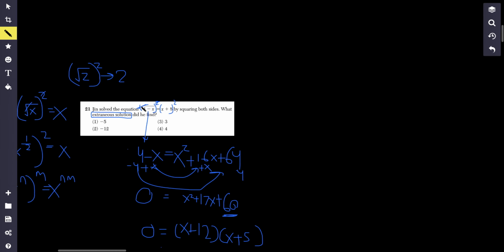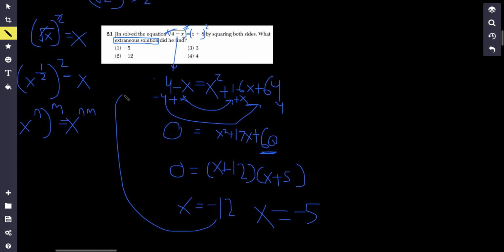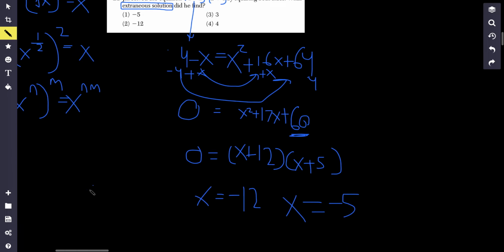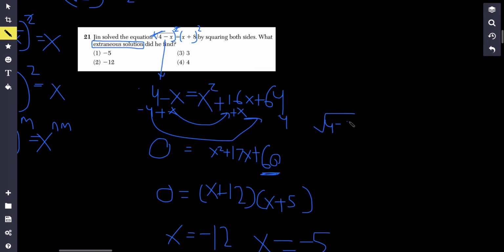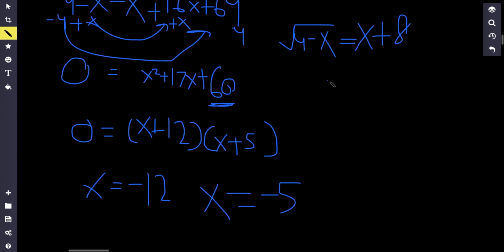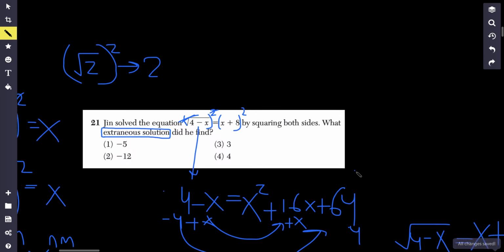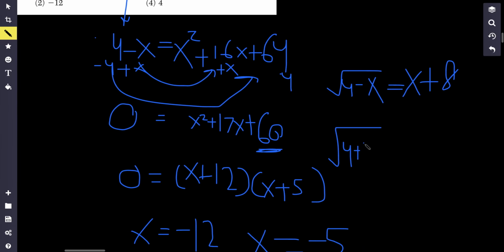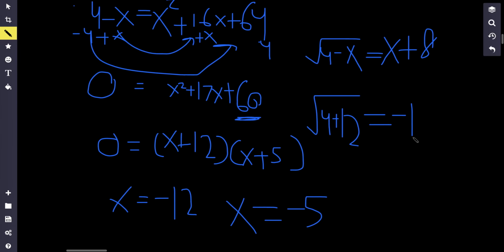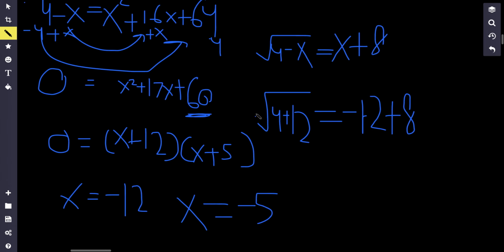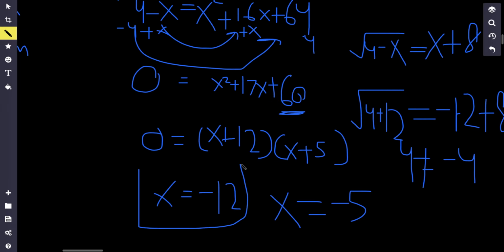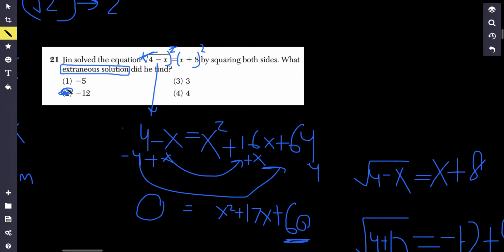Now let's see if these solutions work. Let's say I plug in negative 12 into my original equation. And keep in mind, my original equation was the square root of 4 minus x equals x plus 8. So let's see what happens when I plug in negative 12. I get 4 minus negative 12, which is just 4 plus 12, and this is going to be equal to negative 12 plus 8. So then I get the square root of 16, which is 4, is equal to negative 4. 4 isn't equal to negative 4, so x is equal to negative 12 is an extraneous solution. So I get answer choice number 2.